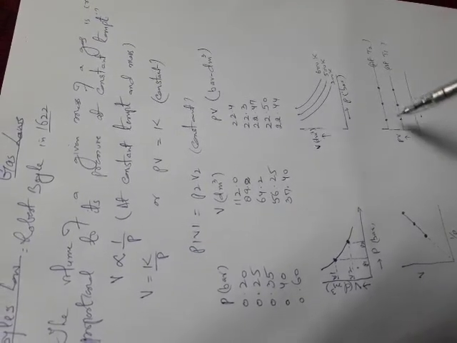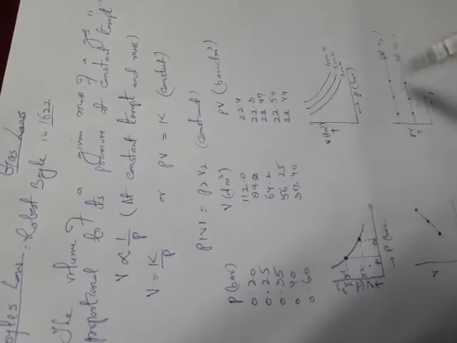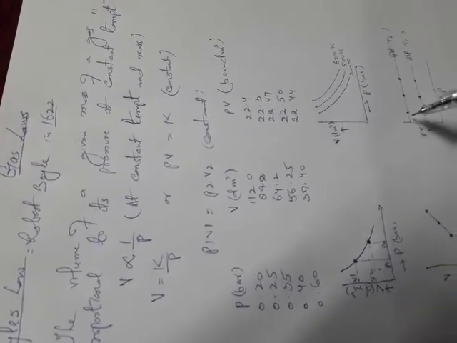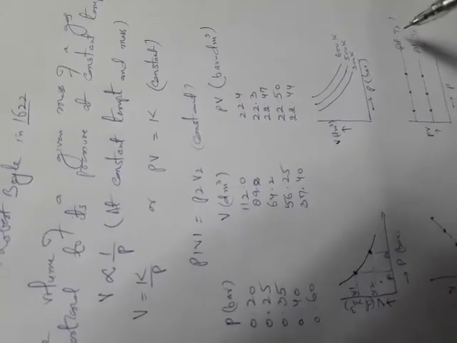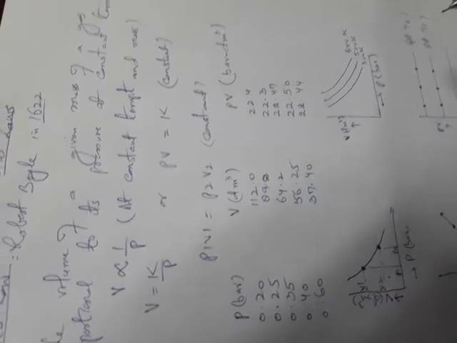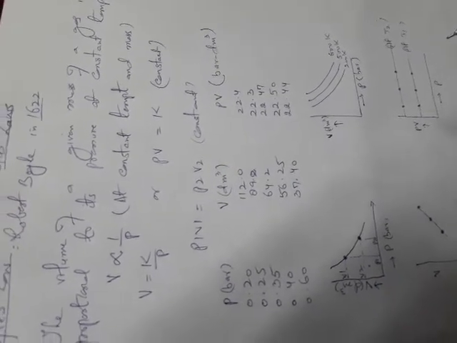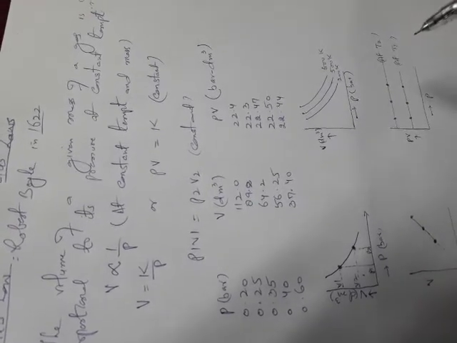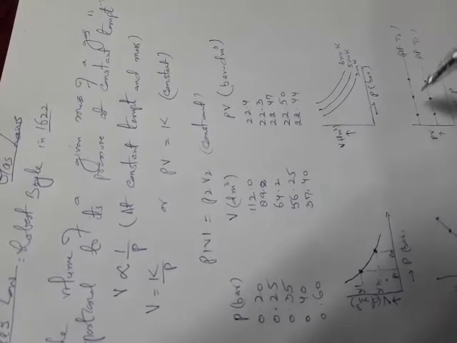Similarly, this is again a straight line. The product of pressure and volume remains constant if we increase the pressure. This is at temperature T2. Now you can see that as the temperature increases to T2, this product of pressure and volume gets increased.